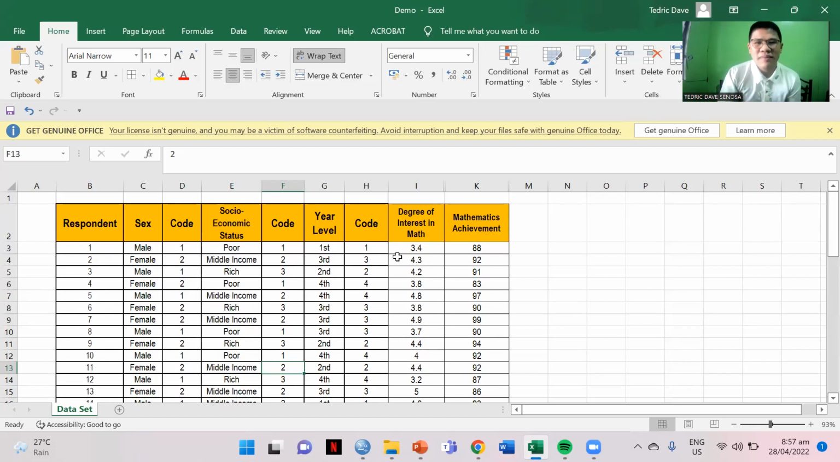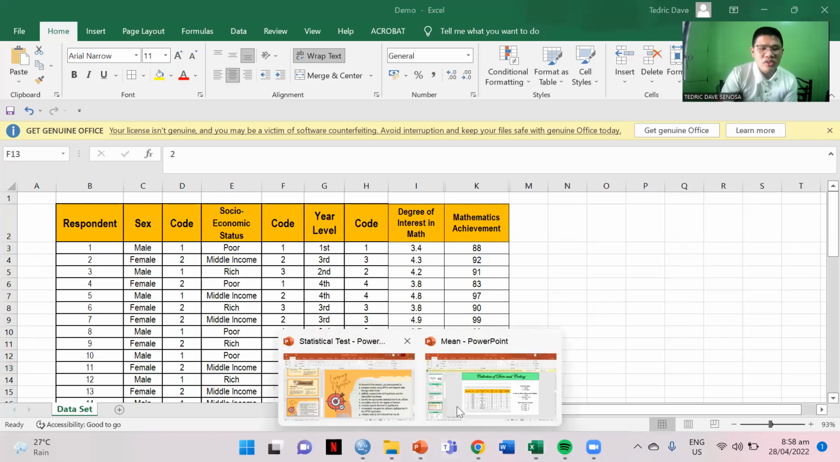Is there any questions about the coding as of this moment? Questions about coding? You may raise your hand. Don't be shy, everyone. This will be for the benefit of everyone. Okay, I think it's clear.